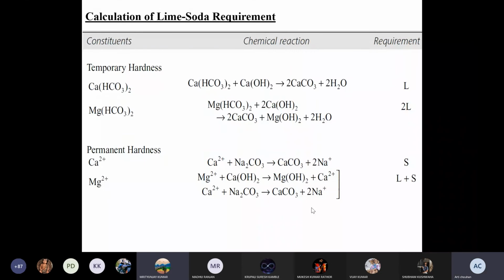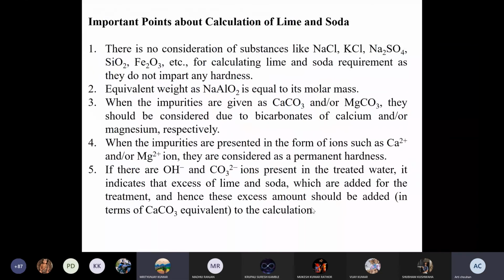Yes, your voice is not clear. Point number 2, yes: the equivalent weight of sodium aluminate is equal to its molar mass. If you have to take the equivalent weight of sodium aluminate, then it is equal to its molar mass.